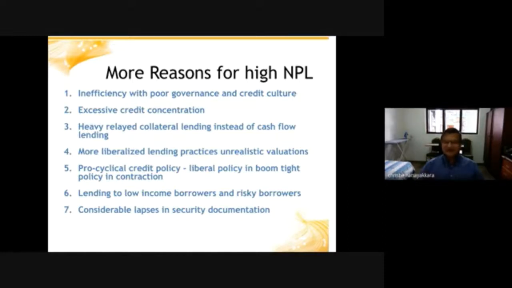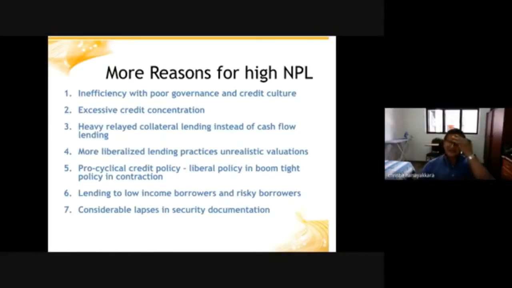More liberalized credit practices. Sometimes you give unrealistic values. Customer demands 100 million per facility, and you give a loan distribution, allowing him to take what he wants from the bank, then you might run into problems.